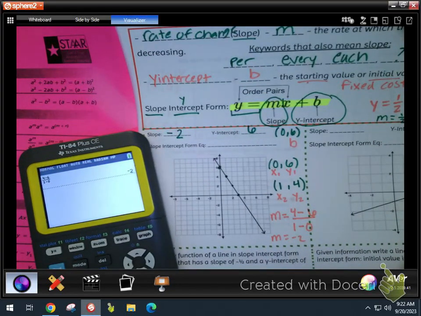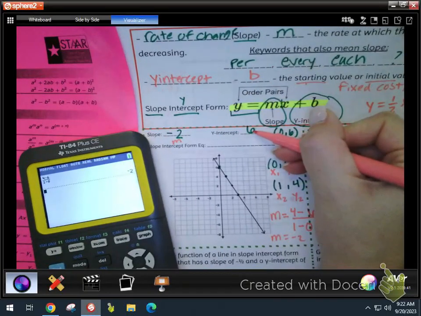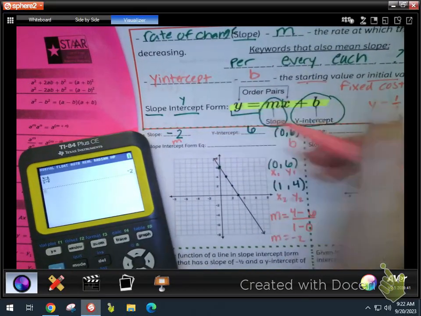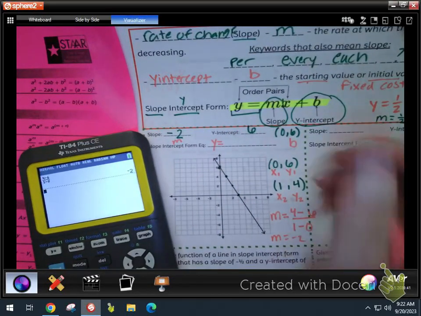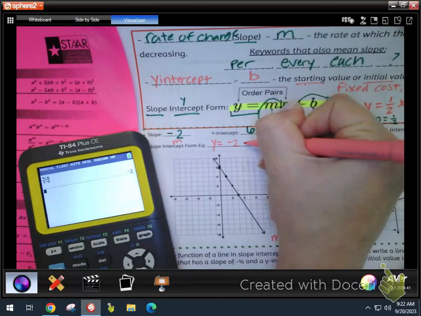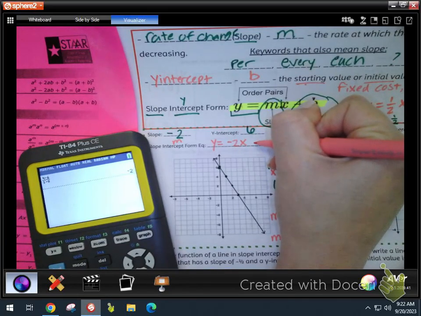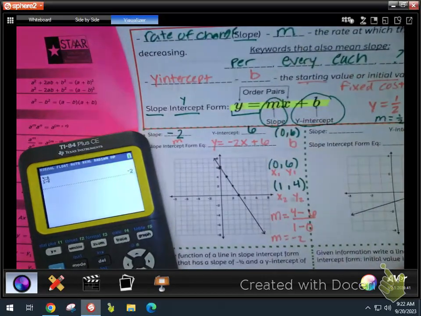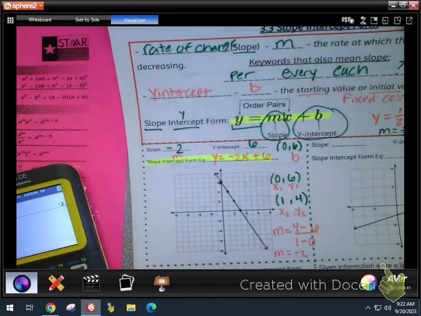Okay, so it took some work to grab that information from the graph, but once we are there, we can go straight to our slope-intercept form. Watch me. Slope is M, -2. Y-intercept B is 6. Slope-intercept form. Y equals, what's our M? -2. What goes next to M? What's our B? 6. So I'm going to put plus 6. And that's my slope-intercept form. So easy. Boom, boom. We okay?